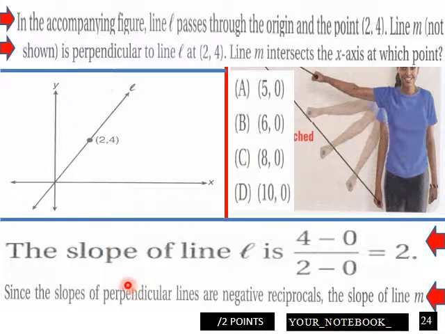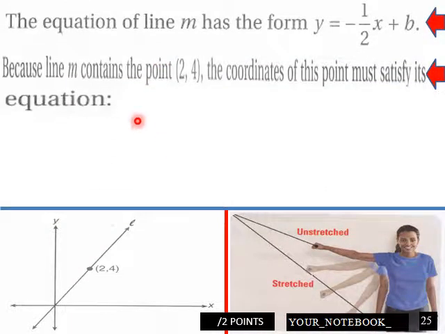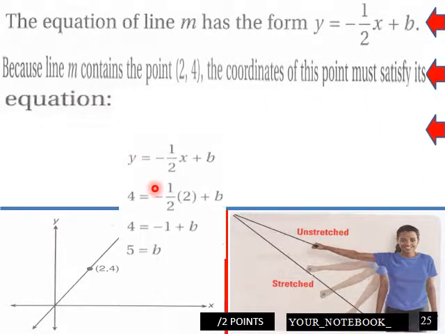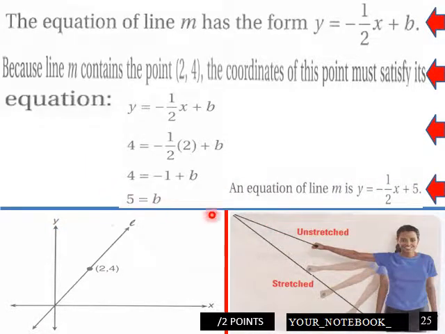Since the slopes of perpendicular lines are negative reciprocals, the slope m would be -1/2, so y equals -1/2 x plus b. We know that much. And because line M contains (2, 4), the coordinates of this point must satisfy its equation. So we plug in 4 and then 2 here, and then we solve for b. So b would be 5. Y equals -1/2 x plus 5.